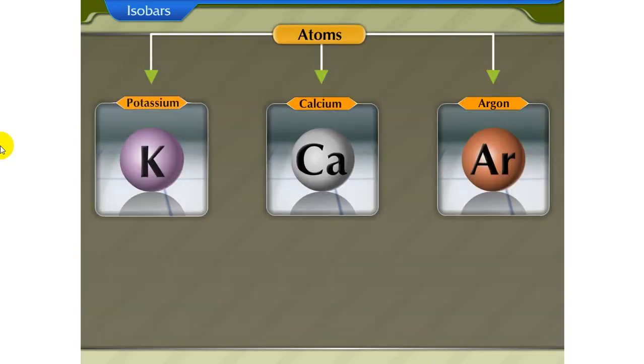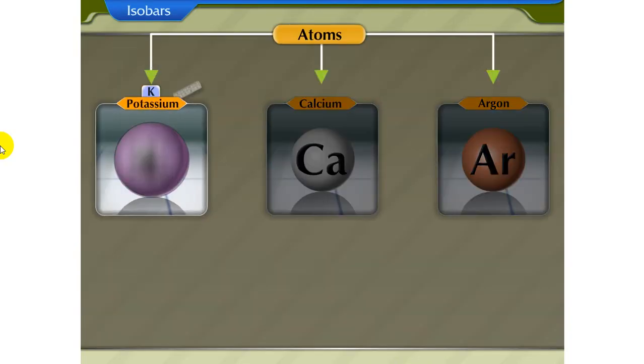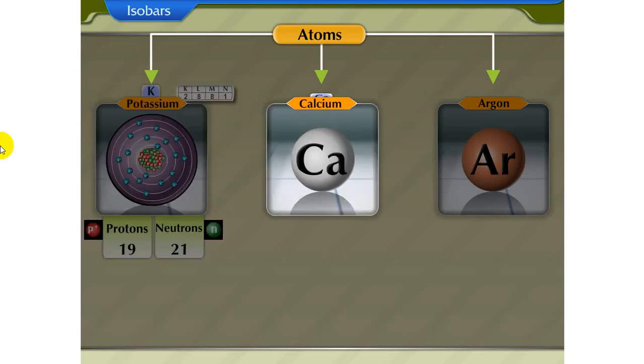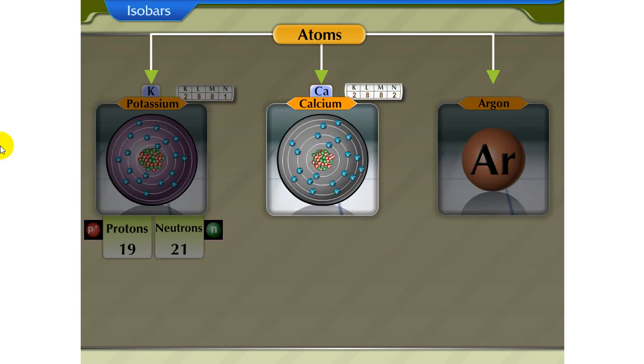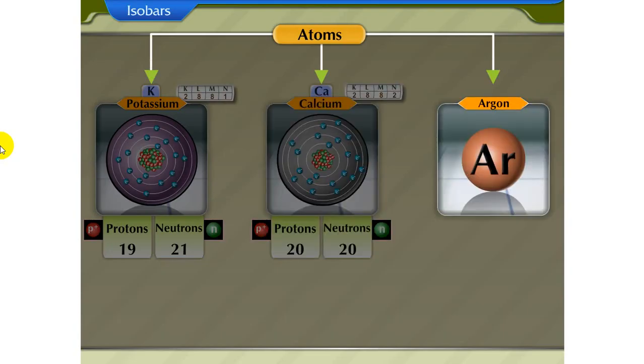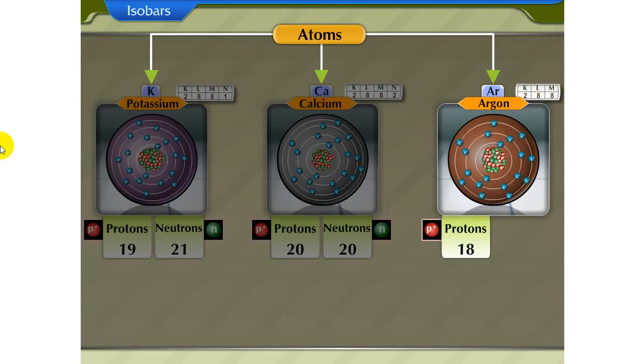Isobars. Potassium, K, atom has 19 protons and 21 neutrons in its nucleus. Calcium, Ca, atom has 20 protons and 20 neutrons in its nucleus. Argon, Ar, atom contains 18 protons and 22 neutrons.